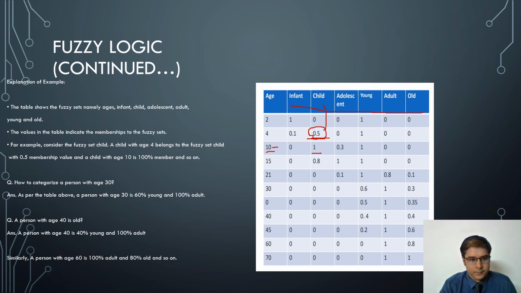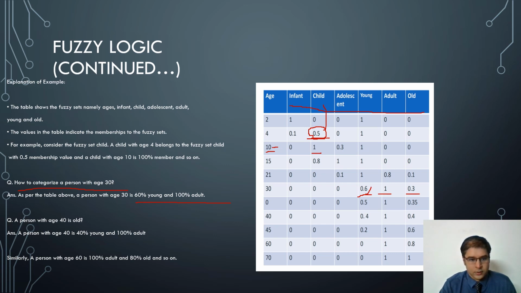How to categorize a person with age 30? So given this table, a person with age 30 is 60% young and 100% adult. So these are the fuzzy values for age 30. Young is 0.6 and old is 0.3 and adult is 1. So at age 30 it is 100% adult and 60% young.